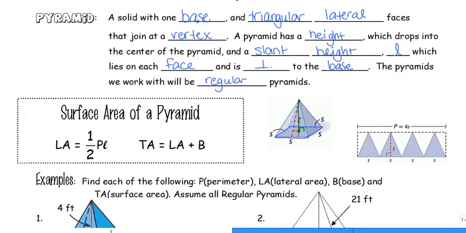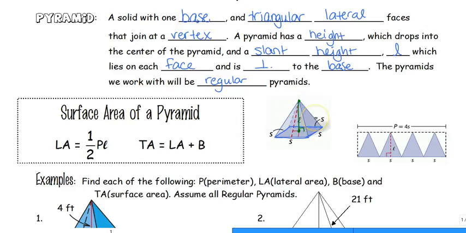The big difference between the pyramids and cones as opposed to the prisms and cylinders is that prisms and cylinders had a constant width the whole way up. It was the same shape from top to bottom. When we look at the cone, it's wider on the bottom and it comes to a point on the top. So it's not a constant shape the whole way.